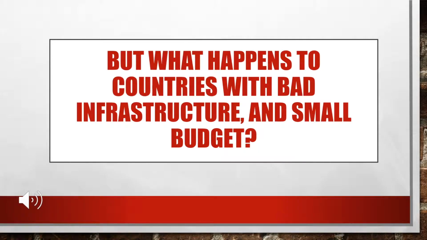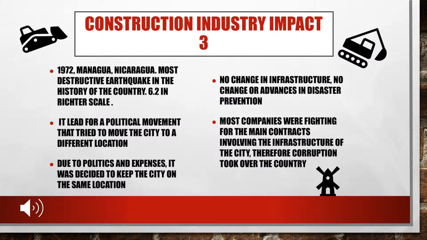Now that we mentioned a few cases in which we have really good infrastructure and really good reaction time, we need to talk about a few countries with a really small budget and really bad infrastructure. So to understand the construction industry impact, we're going to Managua during 1972. During this time, Nicaragua suffered one of the most destructive earthquakes in its history. We're talking about 6.2 on the Richter scale.